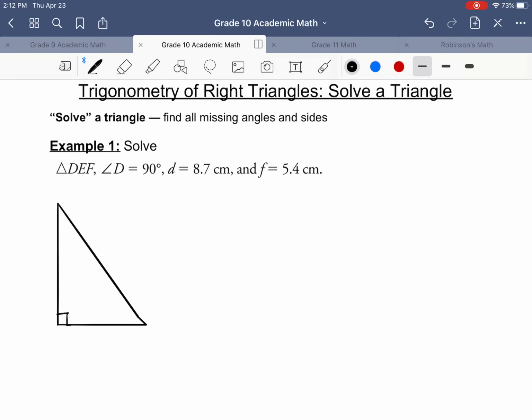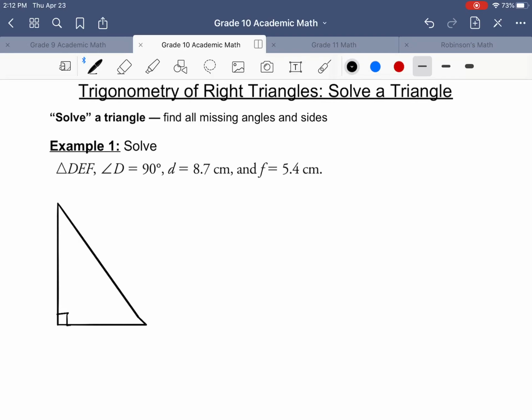Today we're going to look at solving triangles. And when we solve a triangle, it means to find all the missing sides and missing angles. So in our first example, we are going to solve triangle DEF, where we're told that angle D is equal to 90 degrees, side D is equal to 8.7 centimeters, and side F is equal to 5.4 centimeters.